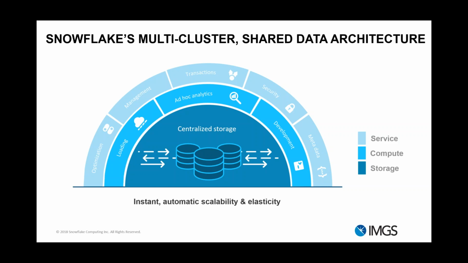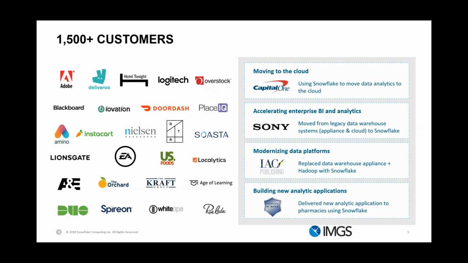Then we have a computational layer, which can be used for loading up data, for doing ad hoc analytics and for your development. And then we have the services layer, which allows you to optimize data structures, manage the information, set up transactions and security, and store metadata. A big part of all these services is the level of automation they provide, the ability to cut down on the management of your data warehouse that you would have with a normal legacy data warehouse. And all this is done taking advantage of all cloud functionality, so that we have instant automatic scalability and elasticity.